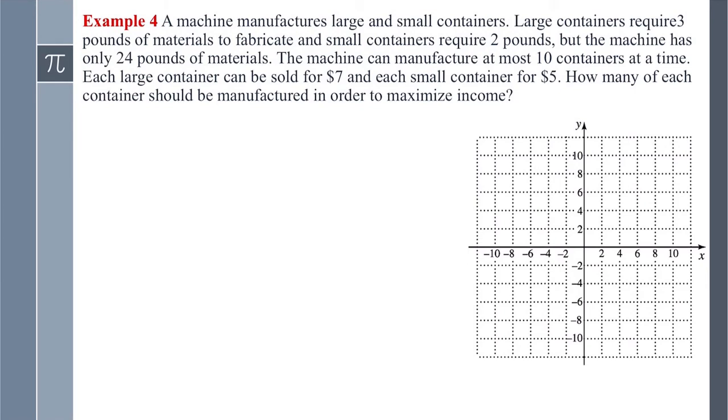A machine manufactures large and small containers. Large containers require 3 pounds of materials to fabricate, and small containers require 2 pounds, but the machine has only 24 pounds of materials. The machine can manufacture at most 10 containers at a time. Each large container can be sold for $7, and each small container can be sold for $5. How many of each container should be manufactured in order to maximize the income?